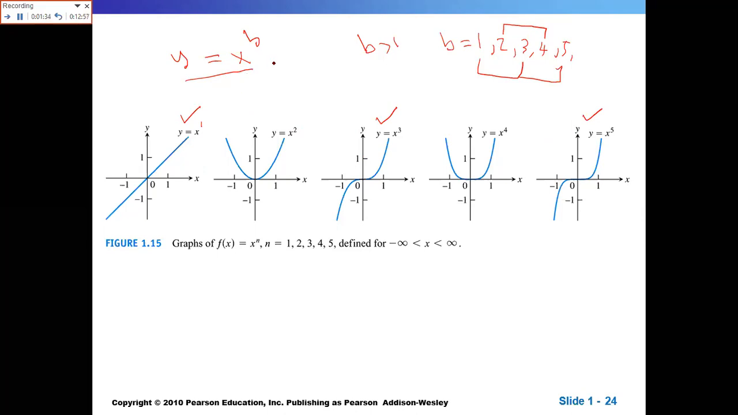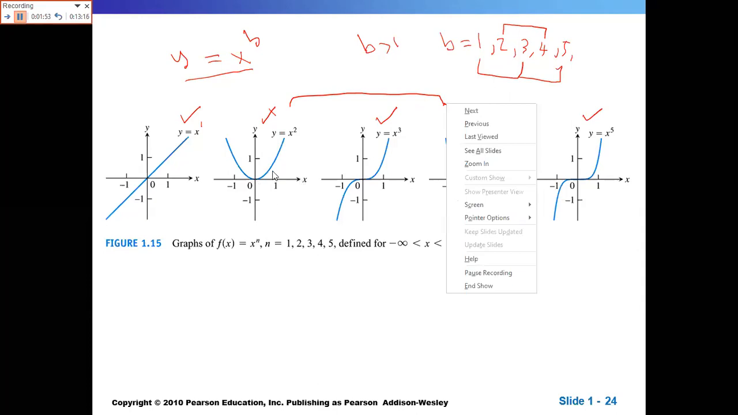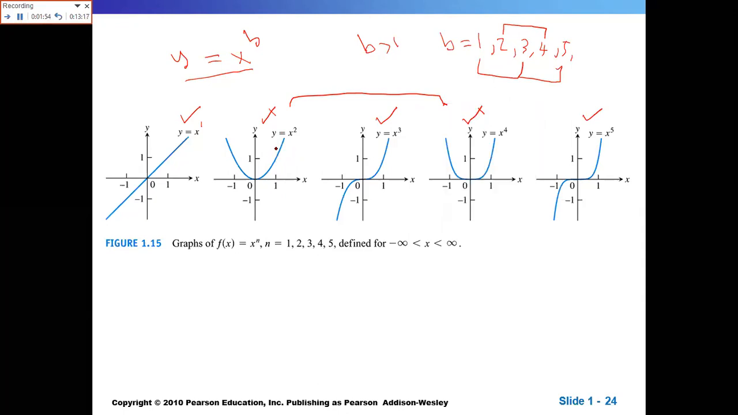Okay. How about if b is even? With b even, what do we get? An even function, correct? Right. What happened to this graph? Symmetric about y. Both of them are symmetric around y, but you can see that this graph is wider than this one, correct? This is wider than this.